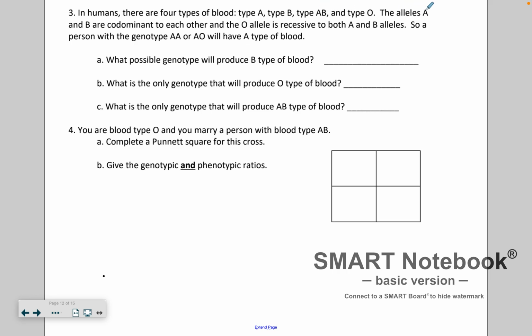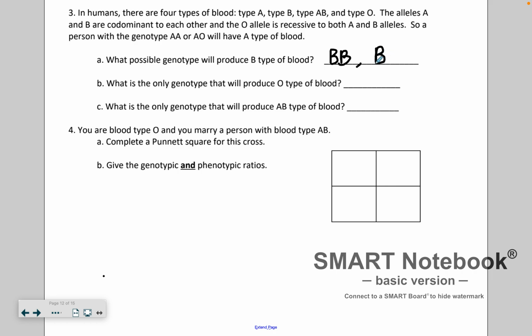Because if you have an A allele for A blood and a B allele for B blood, then both of those antigens are going to appear. And so we call that codominant because neither A nor B is dominant over the other. But both A and B are dominant over O. So when it's asking what are the possible genotypes that will produce B type blood, well, you can be homozygous dominant, where you have both of the big B alleles, but there's another one, and that would be heterozygous.